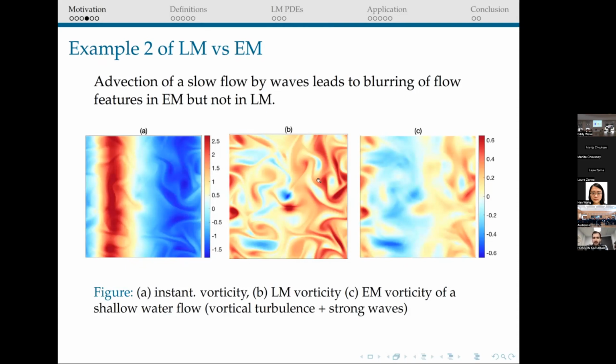In panel B, I took the Lagrangian mean, and in panel C, the Eulerian mean. It's quite obvious that both types of averaging managed to filter this strong wave, but the Lagrangian averaging captured the small scale flow features that are blurred in the Eulerian averaging. Again, this is similarly caused by advection of a mean flow by strong waves, a similar concept to Doppler shift.